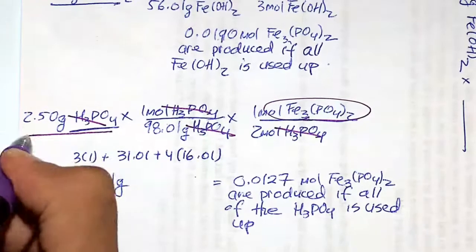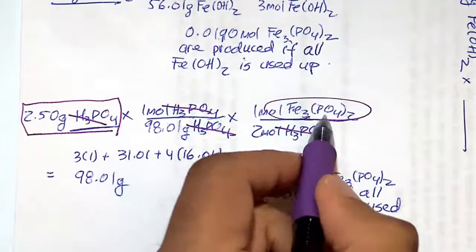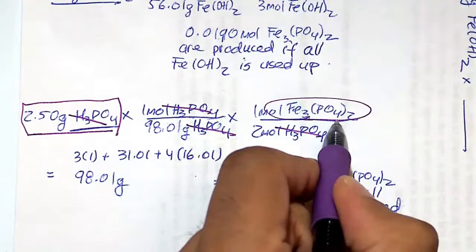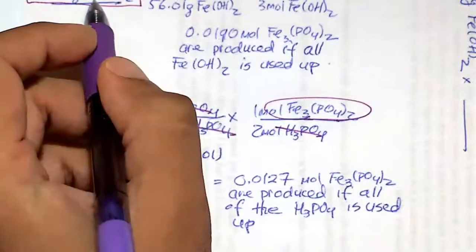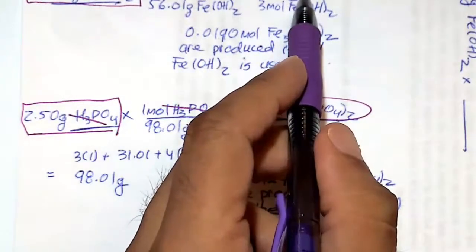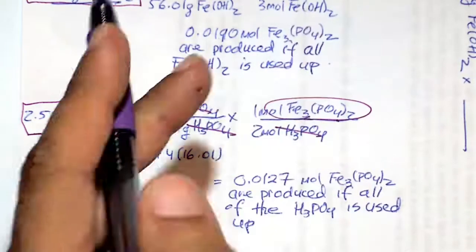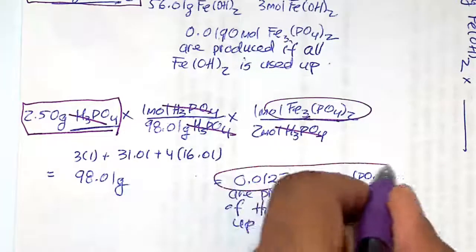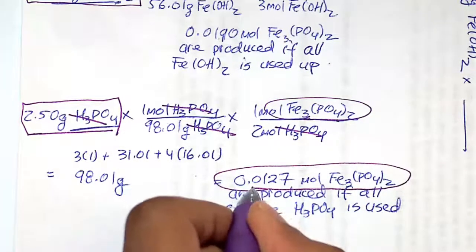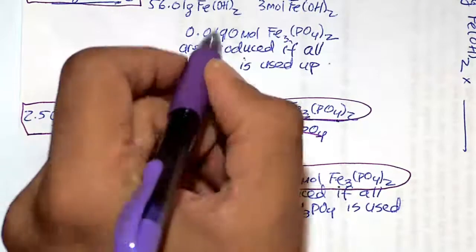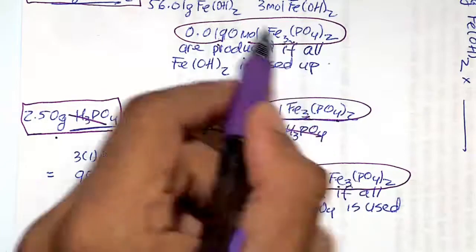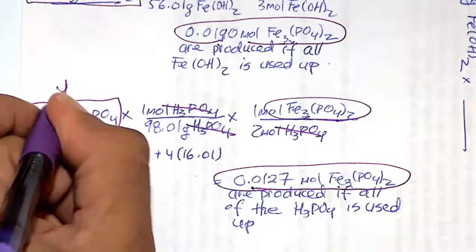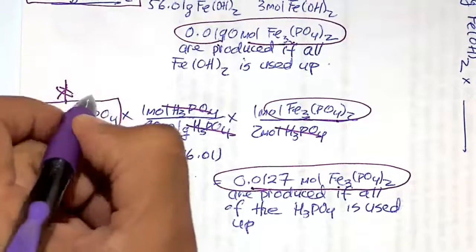Now, which is the limiting reagent? Is it going to be the phosphoric acid, which sets the limit on how much iron 2 phosphate product is formed, or is it going to be the iron 2 hydroxide, which sets the limit? Well, you're only going to produce 0.0127 moles of product from this. Here you can produce 0.0109 moles of product from this, so this is obviously the limiting reagent.